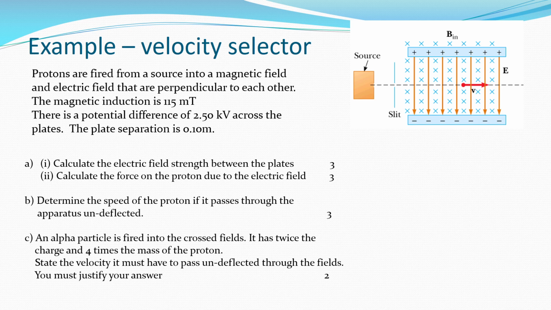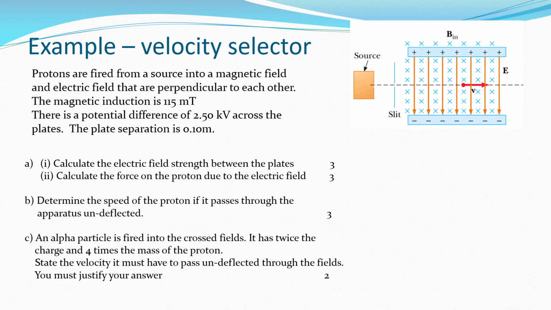So E, how do we work that out? E equals V over d. You're going to need to know what the charge on a proton is for this. Calculate the force on the proton due to the electric field. F equals QE. Determine the speed of the proton as it passes through the apparatus undeflected. QV, that's the electric field, is equal to a half mv squared. So you're going to need to know the mass of the proton.